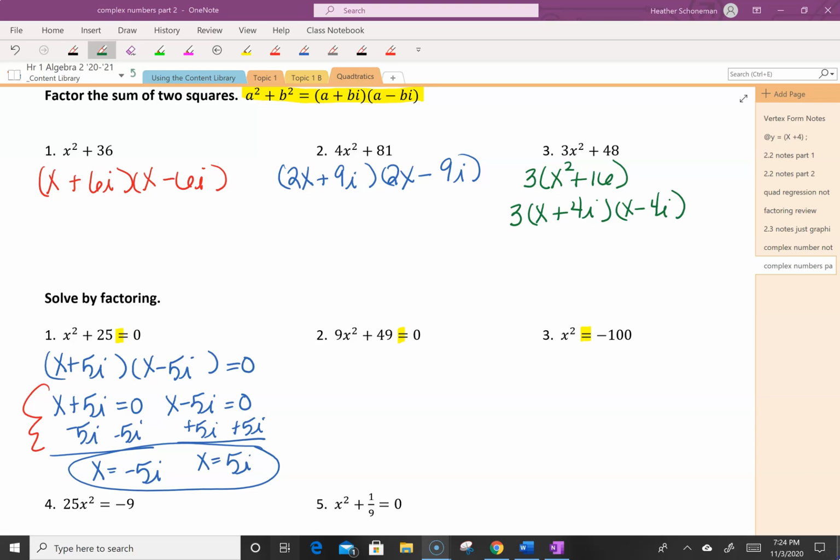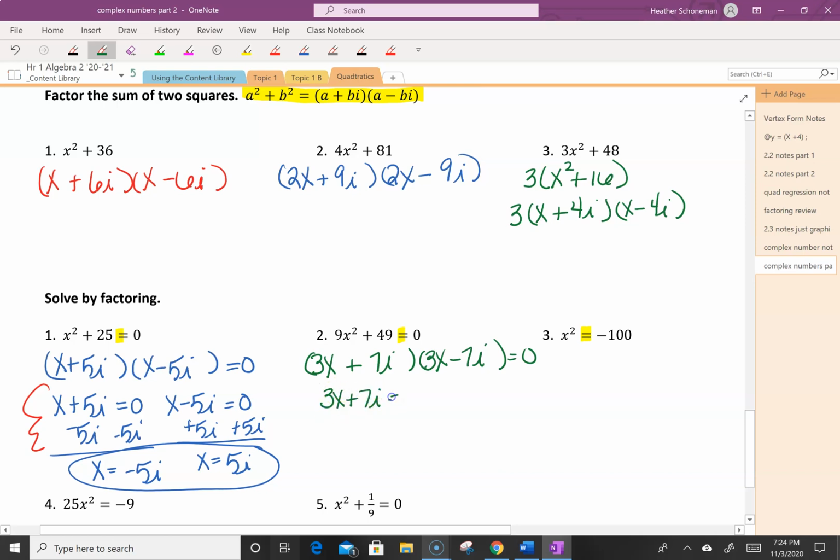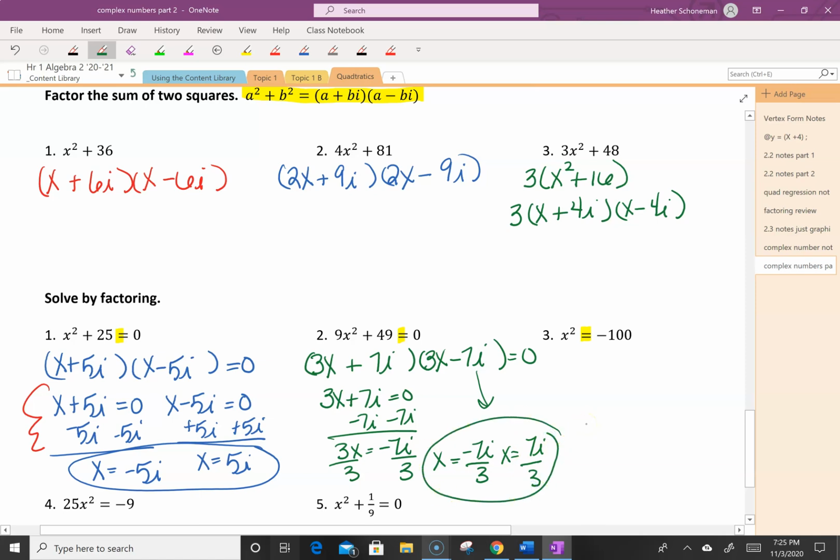This fits my new pattern, sum of squares, so I'm going to go straight to my 2 parentheses. Square root of 9x squared is 3x. Square root of 49 is 7, but to make the pattern work with a plus sign, I need to add an i. One's a plus, one's a minus. Now, if you're not sure about this one, if we set it equal to 0, we'd have to subtract 7i from both sides. So we get 3x equals negative 7i. Divide by 3, so x equals negative 7i over 3, which means this one over here, x would equal positive 7i over 3.